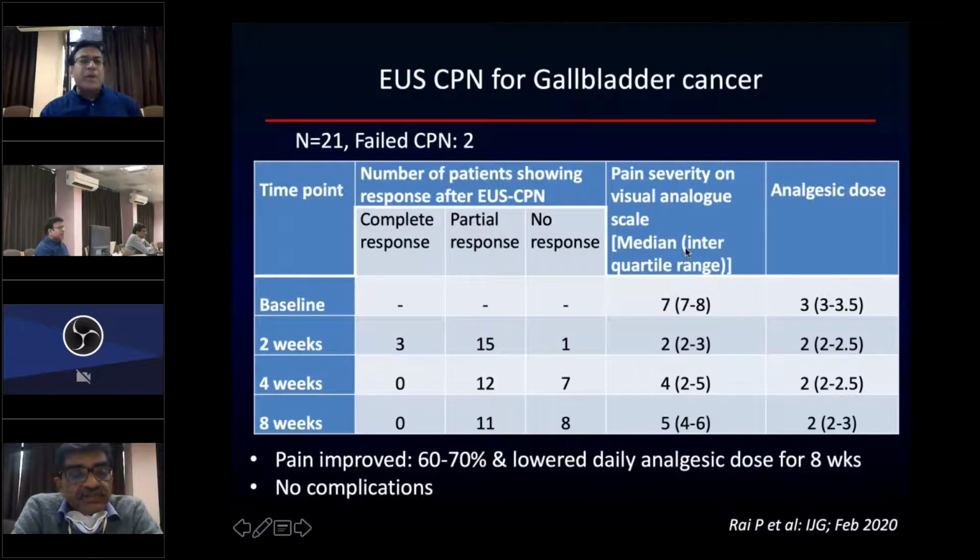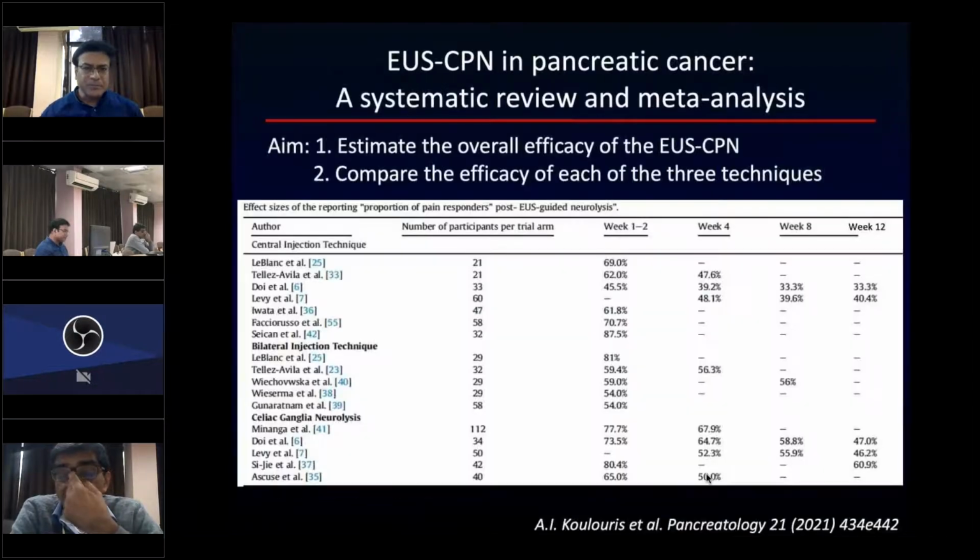So this is again our paper where we have used celiac plexus neurolysis for gallbladder cancer. Pain improved in around 60 to 70% of the patients, with a lowered daily analgesic dose for a period of around 8 weeks, and we did not have any complication.